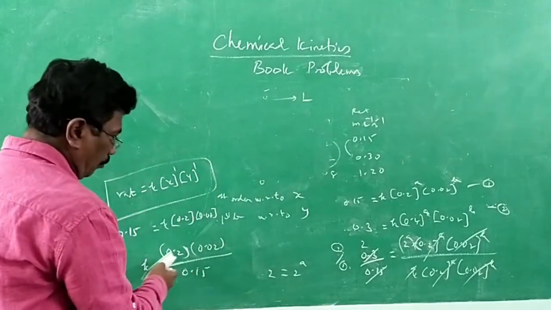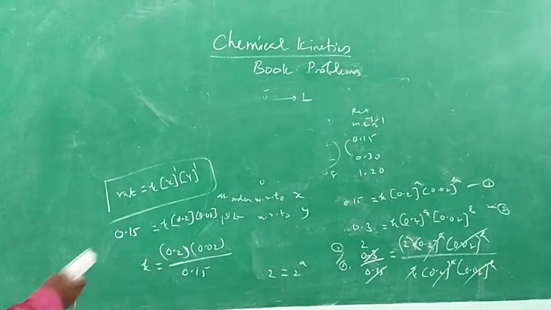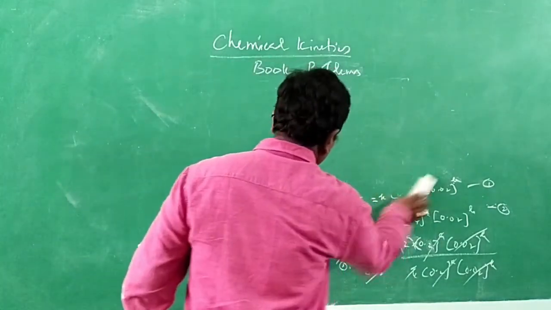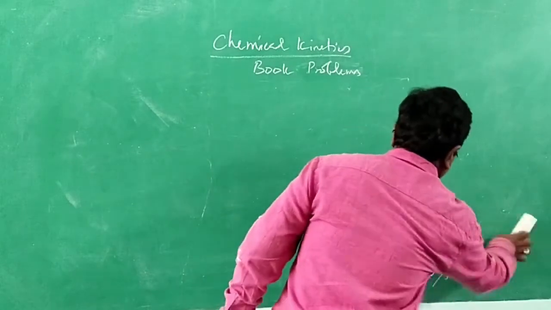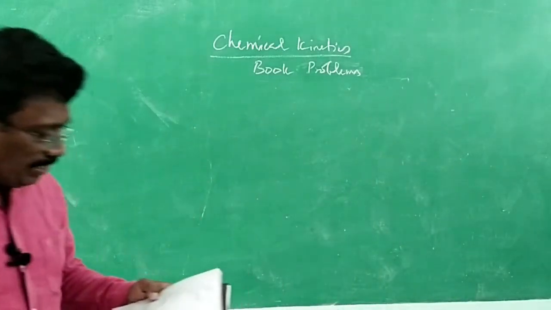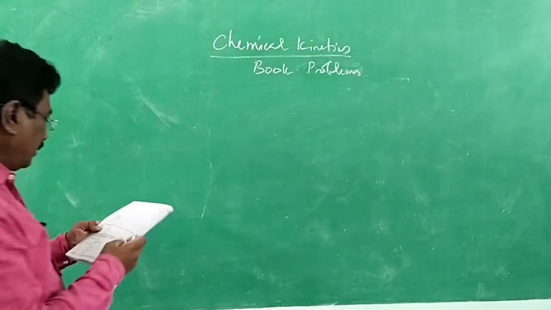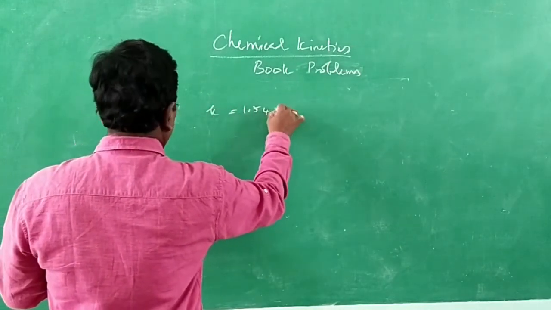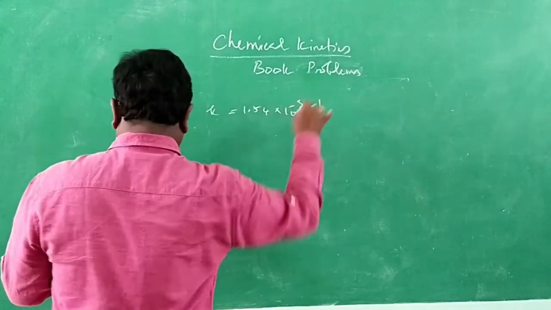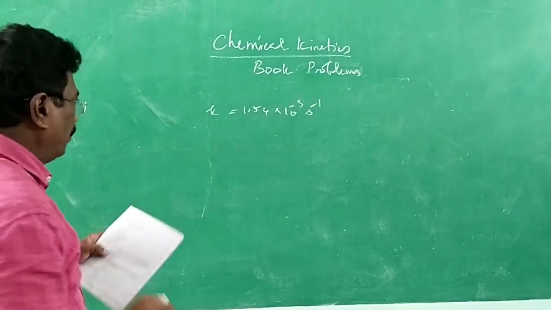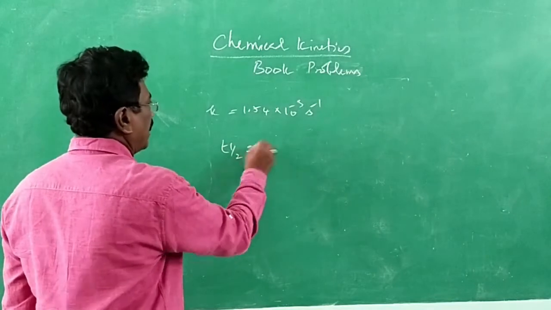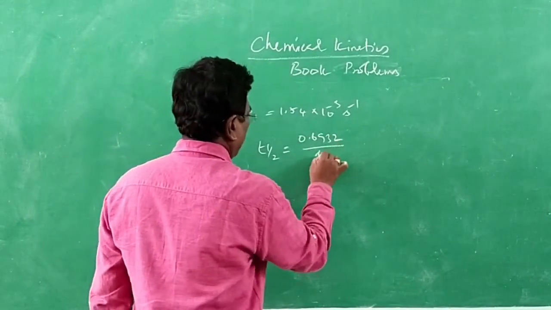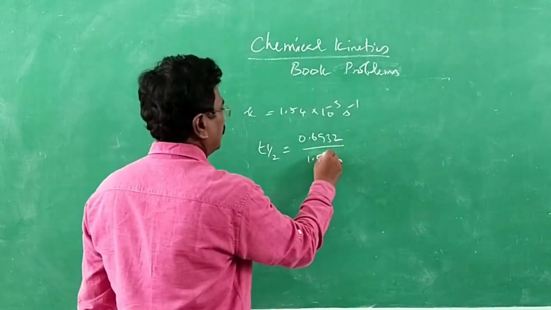Then question number 23. Whether you want me to do the sum, you can do. It's not so difficult. Next one, question number 23, very simple. Rate constant of a first order reaction is given, K is equal to 1.54 into 10 power minus 3 per second. Calculate the half-life time, T half is asked. We know for a first order reaction, T half is equal to 0.6932 divided by K. So K value is given, just divide. You'll be getting the answer.